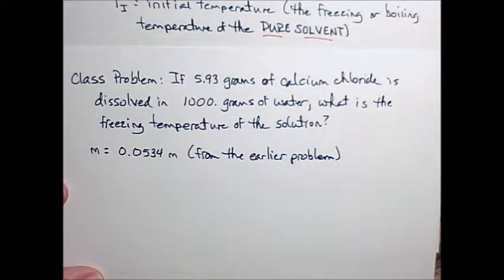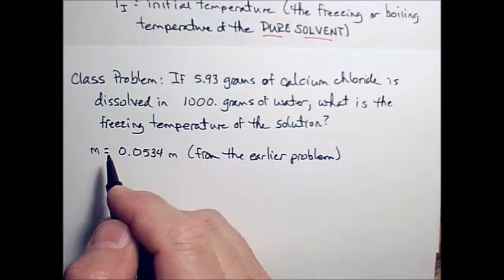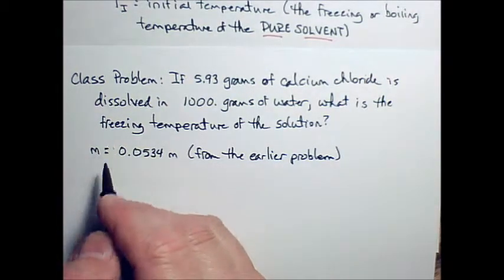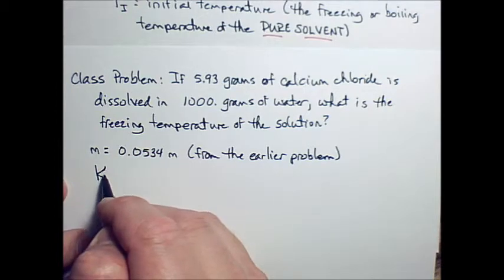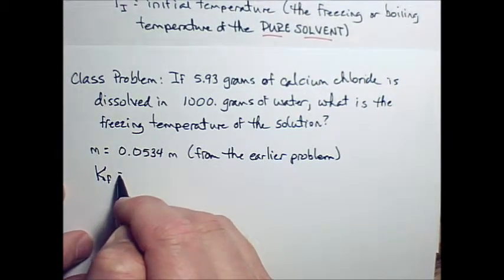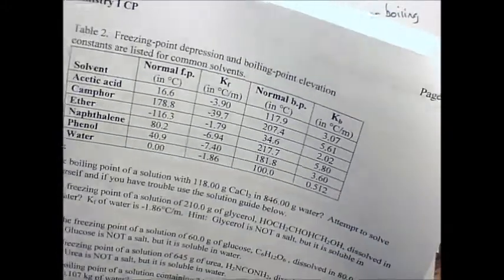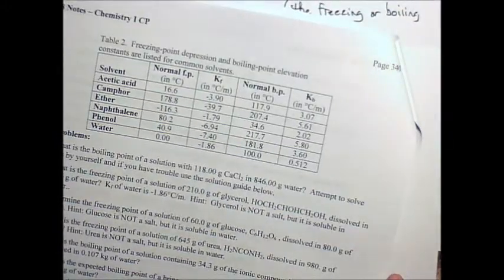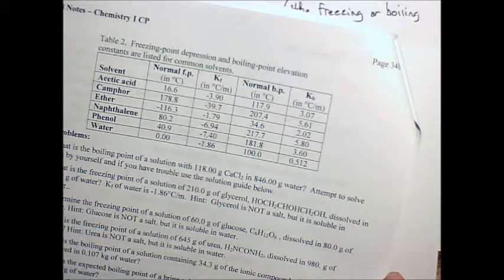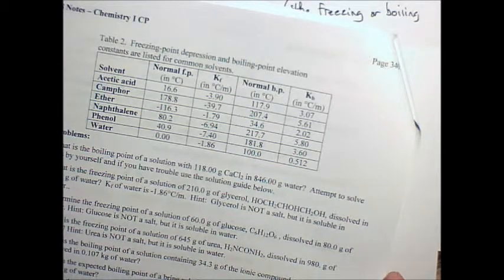Okay. Now, you're going to need your text to find K sub F. We need the freezing point constant, and this is in your text. Please get out your Unit 8 text. K sub F. On page 340 of your text, table number 2 has a list of freezing point and boiling point constants along with freezing and boiling temperatures. 340.